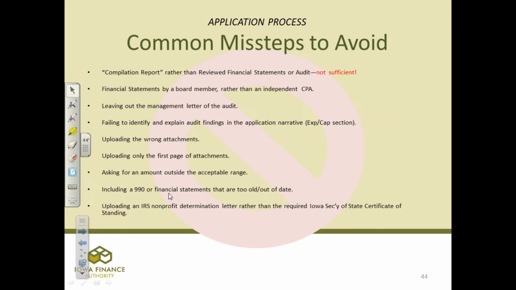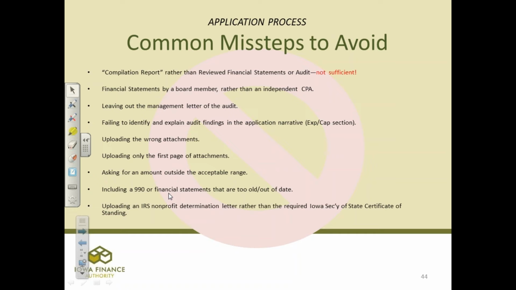Okay, common missteps to avoid, similar to helpful hints, I guess, but these are things not to do. So the reviewed financial statements or the audits, that is a hard and fast requirement. If your agency doesn't have an audit or independently reviewed financial statements from a CPA that's not connected to your agency, it's not your board chair, it's not your executive director, it's not your finance person, it's an independent CPA. If you do not have that, you cannot apply for ESG or Shelter Assistance Fund for that matter. So that's something to be very aware of.